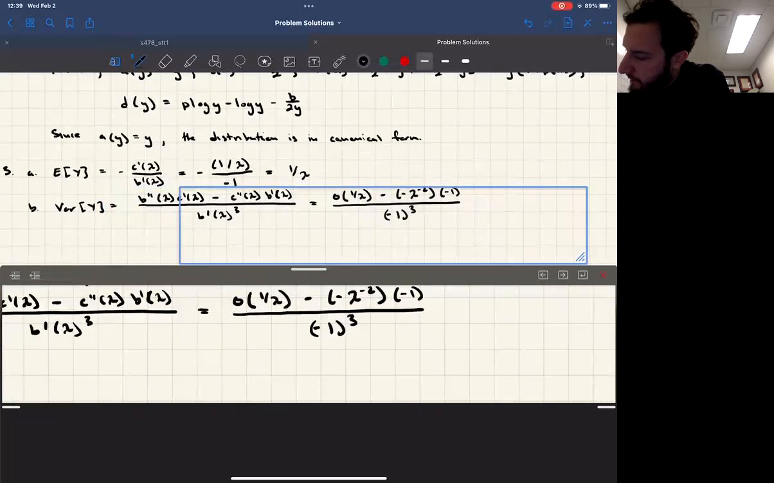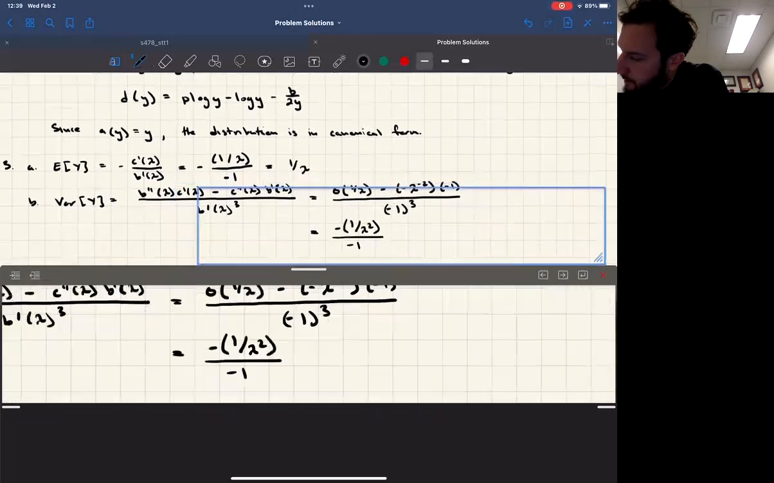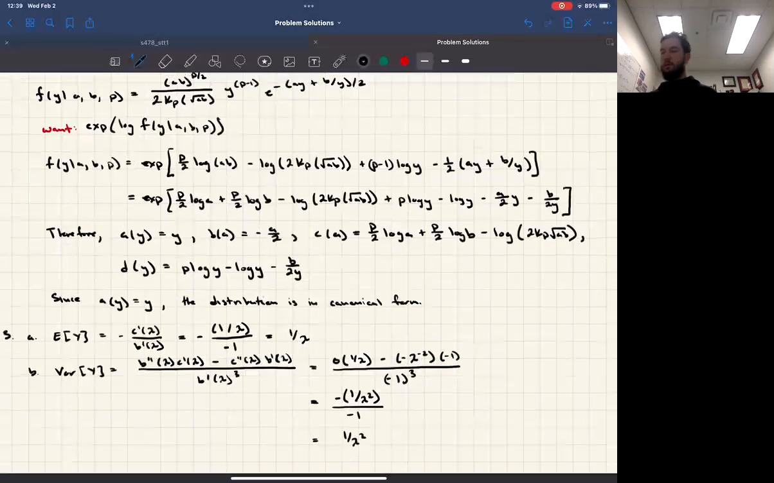Okay, so this thing is going to be equal to negative 1 over lambda squared divided by negative 1, which is 1 over lambda squared. All right. And those are both correct. Any questions?